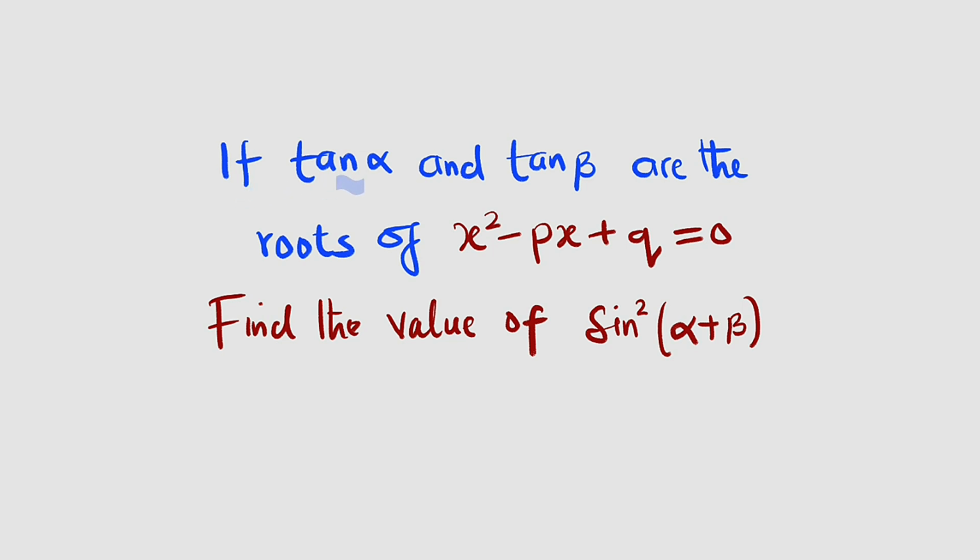We are given that if tan alpha and tan beta are the roots of the quadratic equation x squared minus px plus q equal to 0, we are asked to find the value of sine squared (alpha plus beta).